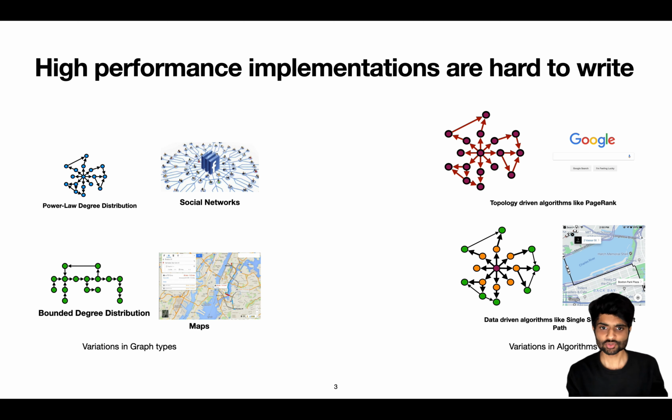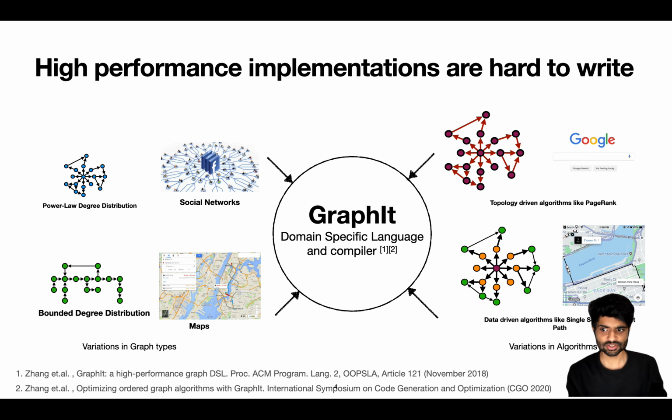Similarly, the algorithms commonly used also have different features. For example, PageRank is an example of a topology-driven algorithm where each vertex is processed every round. Shortest path, on the other hand, is an example of a data-driven algorithm where only a subset of the vertices are processed every round. Each combination of these algorithms and graphs requires different optimizations. To navigate this vast space of optimizations, we previously built the GraphIt domain-specific language and the compiler.